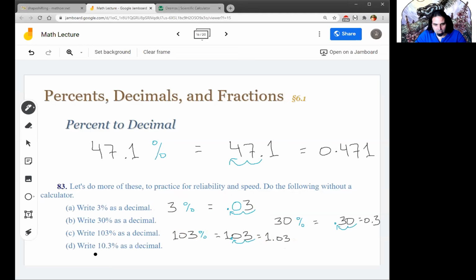Okay, last one, 10.3 with the percent symbol. It's still 10.3, but I'm going to replace the percent symbol. Scoot, scoot. 0.103. I like writing the 0 in front just because I'm lecturing, but you don't have to. Okay, you got this.